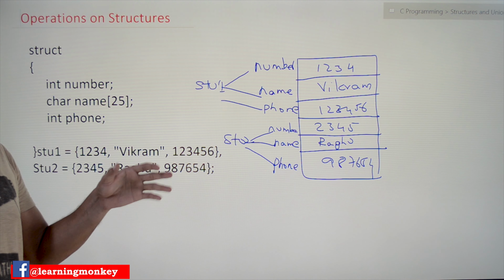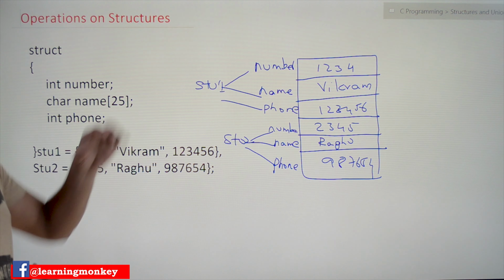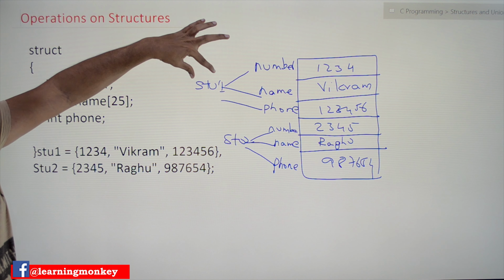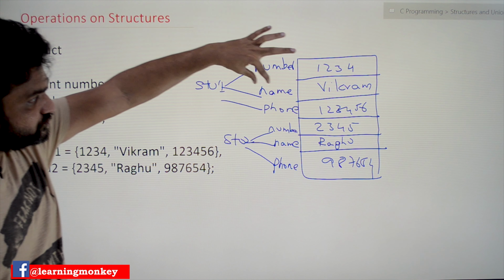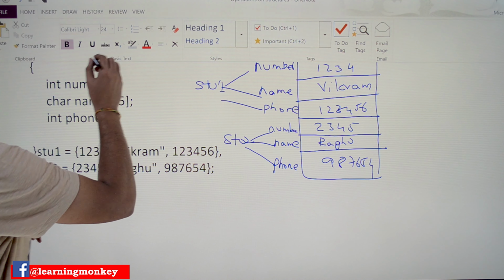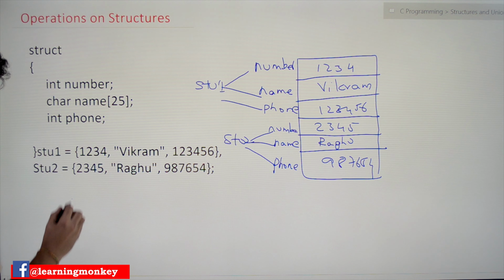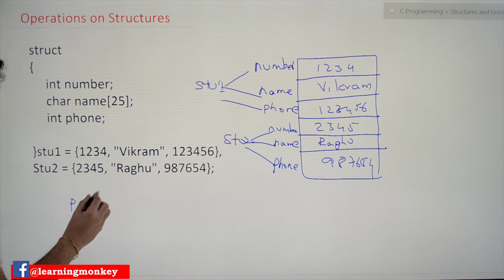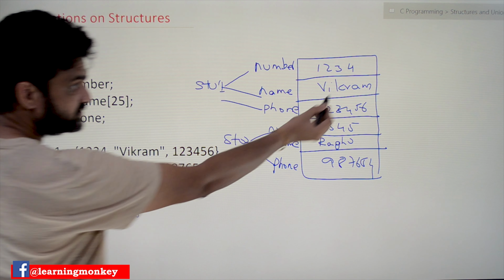Now I want to print the name Vikram, which is the name of the student 1, so I want to access the member of the student 1, which is name. How can that access be done? In the sense, I want to print it. So printing is done with printf. I am writing in short form, %s, because this is a string.